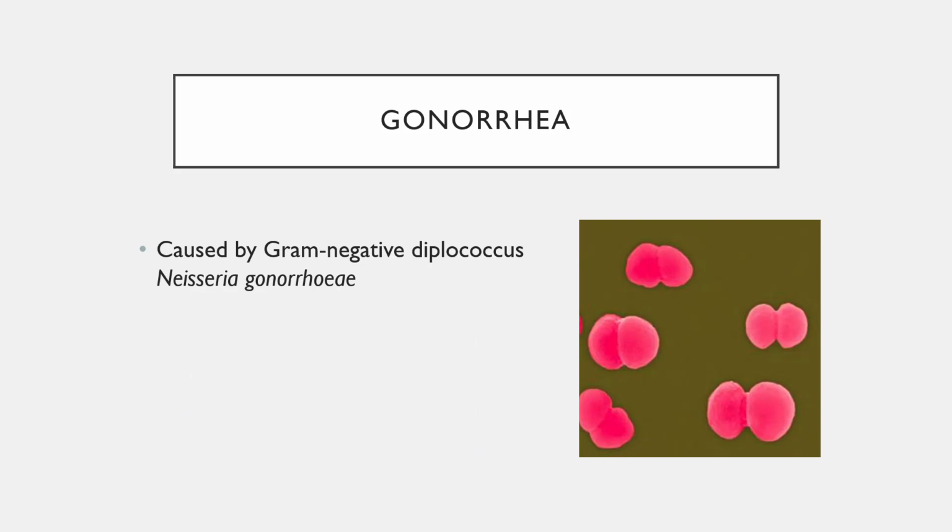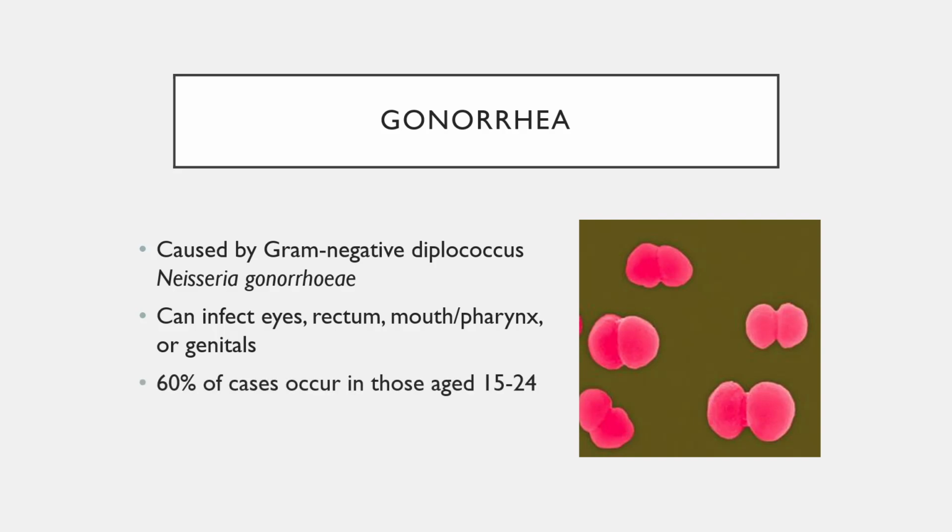The cause of this disease is a gram-negative Diplococcus-shaped pathogen called Neisseria gonorrhoeae. It can not only infect the urogenital system, but it can also infect the eyes, the rectum, the mouth, and pharynx. And so it's a pathogen that can spread to other systems of the body through direct contact as well. 60% of cases of gonorrhea occur in individuals who are aged between 15 and 24. So it's a disease that is mostly transmitted among young people.